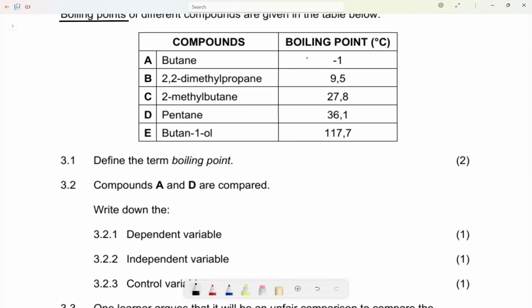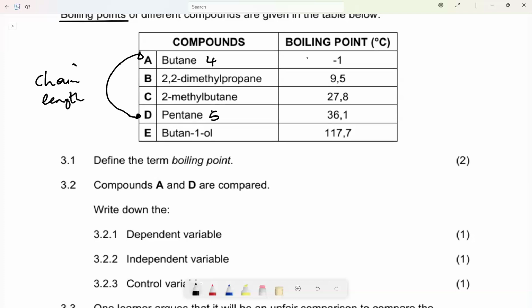3.2, compound A and D are compared. A and D, butane and pentane. Can you see now? They are of the same homologous series, and they do not have any branching. But now this one is but-, it has 4 carbons. This one is pent-, it has 5 carbons. So the independent variable here is chain length.